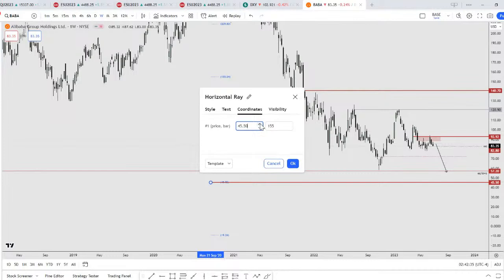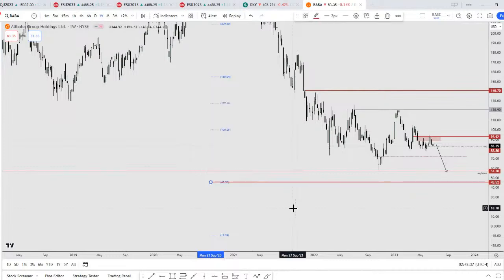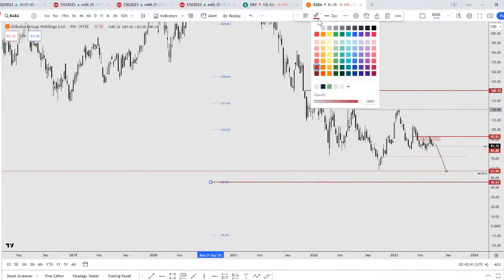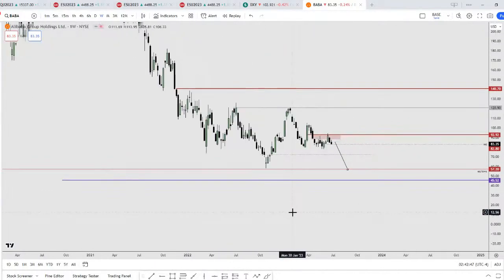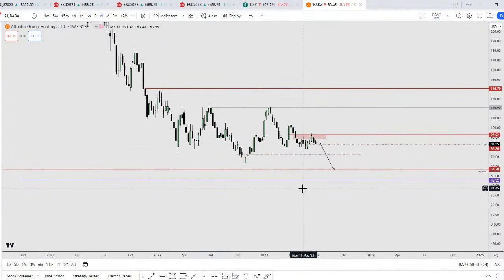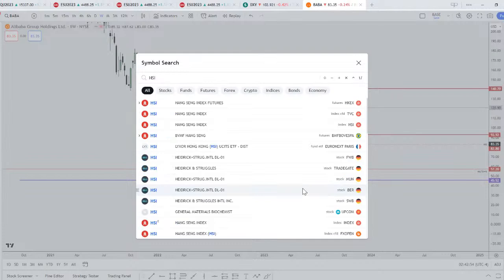Okay, it's highlighted in purple. All right, so this is BABA. All right, so previously, I'm gonna move to HSI, Hang Seng Index.